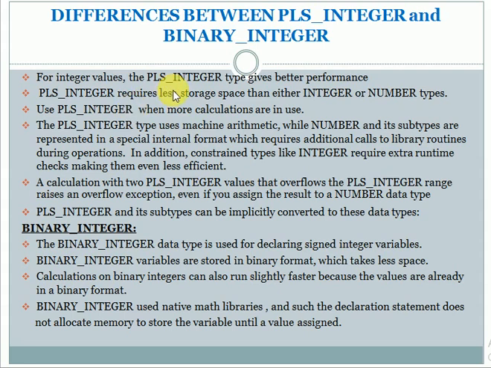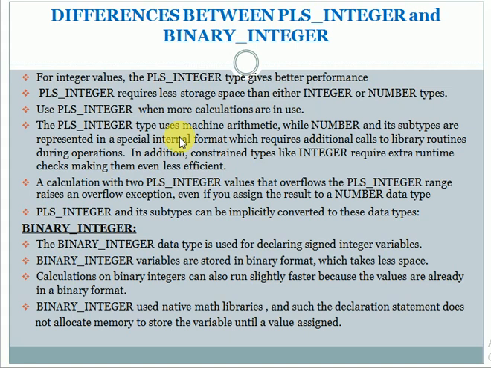PLS_INTEGER requires less storage compared to NUMBER and INTEGER data types. Obviously it will improve the performance. And when we are doing more calculations, you can use PLS_INTEGER. It will give a better performance. Why? Because PLS_INTEGER uses machine arithmetic. So machine arithmetic will be used.